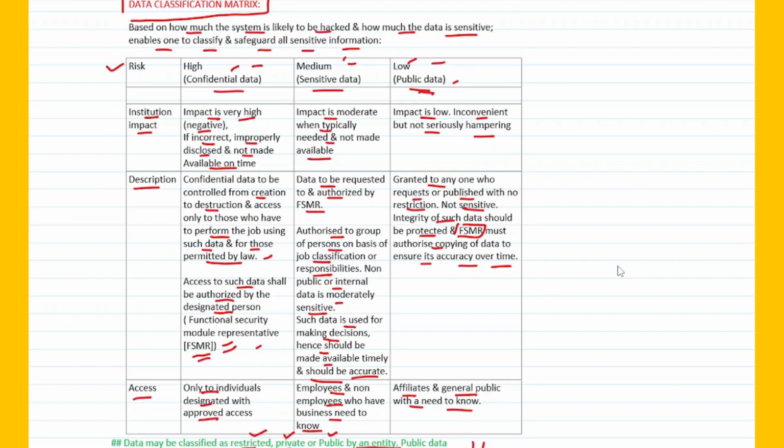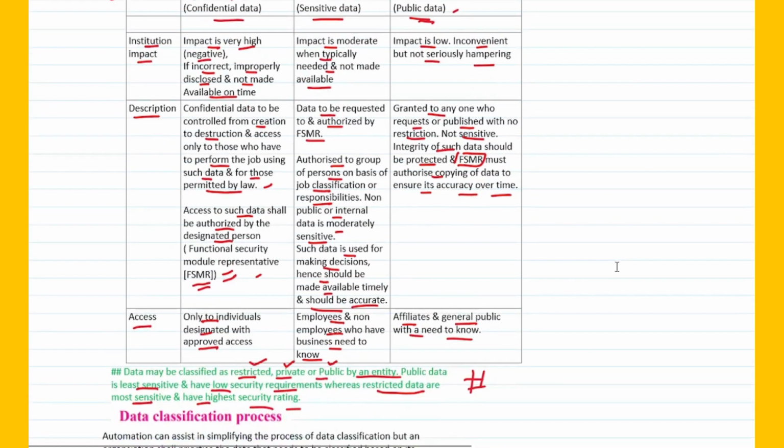It is authorized to a group of people on the basis of their job classification and responsibility. So it is primarily meant for the internal employees or internal people of the organization. Non-public or internal data is moderately sensitive. Such data is used for making decisions, hence it should be made available in a timely manner, and again it should be accurate. Employees and non-employees who have a business need to know can have access.